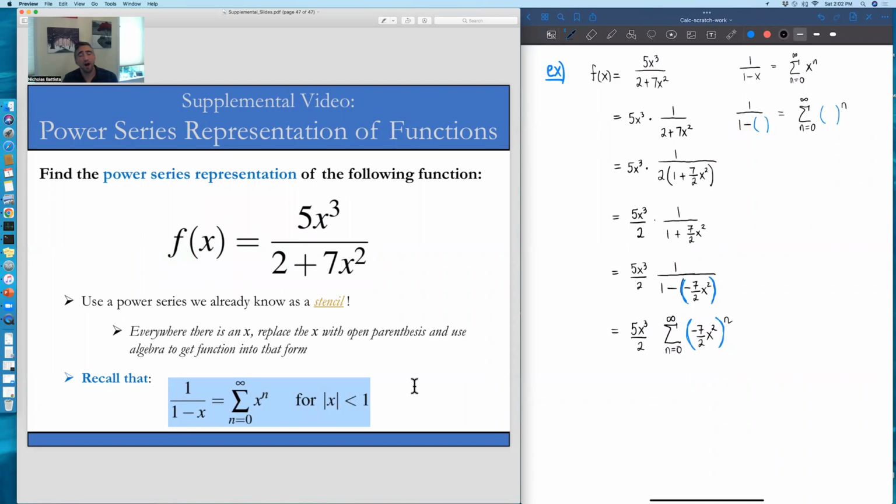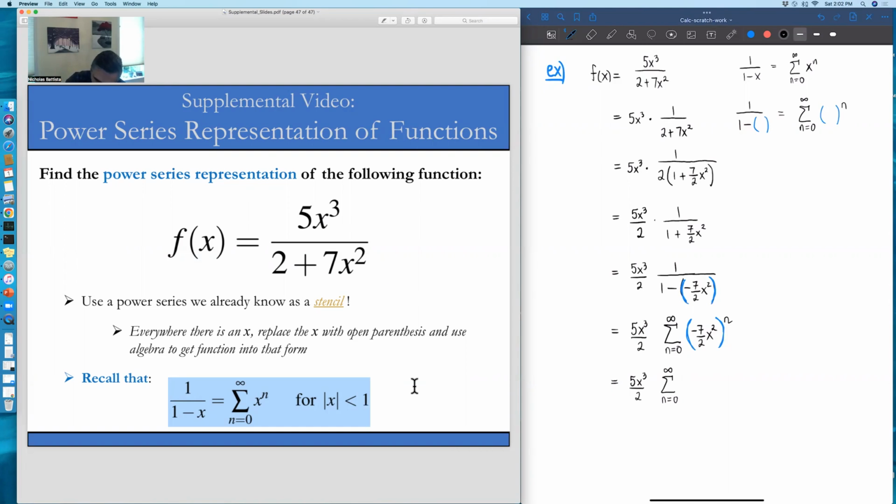So that is really a power series representation of this function, but we could take this one step further to practice some algebra and simplification here. So for right now, I'll leave this 5x cubed over 2 out in front. We have the series from n equals 0 to infinity. And now we have a product of terms all being raised to the nth power. Since we have a product of terms raised to the nth power, we could take each of those individual factors and raise them to the nth power as well.